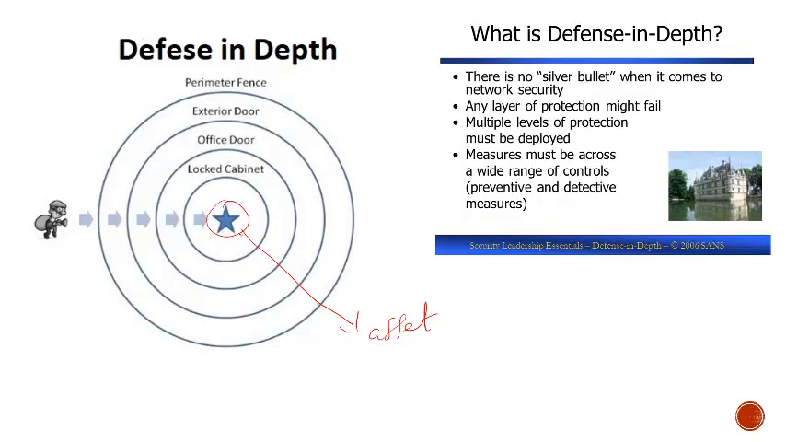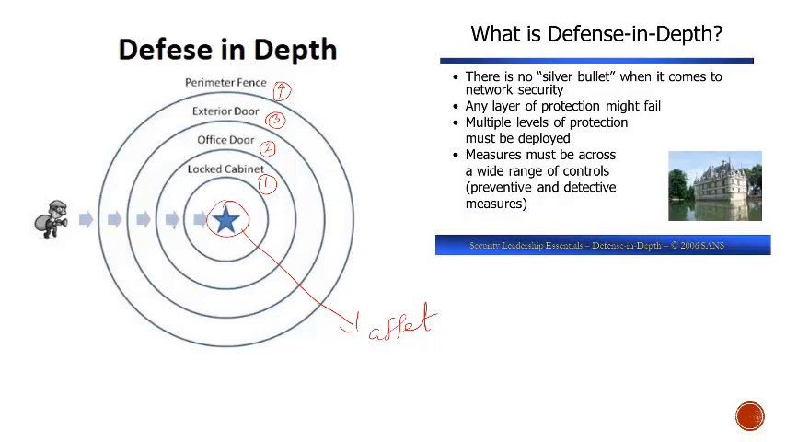For example, let's say this star is our asset, and the first layer of protection is that it is kept in a locked cabinet. That locked cabinet is kept in an office that has a door, and the door is locked. And when you leave that office, there's an exterior door which is also locked. And when you leave the compound, there's a perimeter fence which also has a gate and security guard.